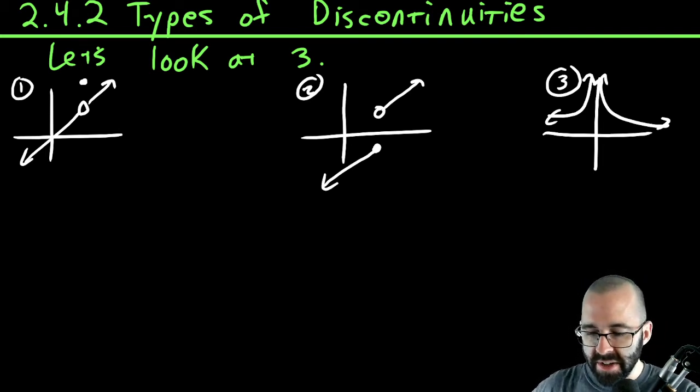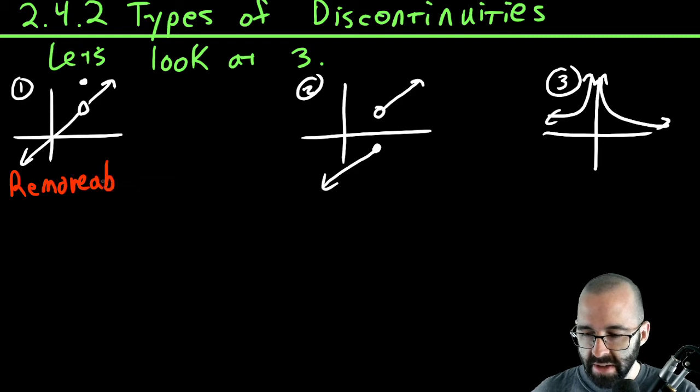So this first type of discontinuity, let's color code. We need to use more colors in these videos. This first type of discontinuity is called a removable discontinuity.